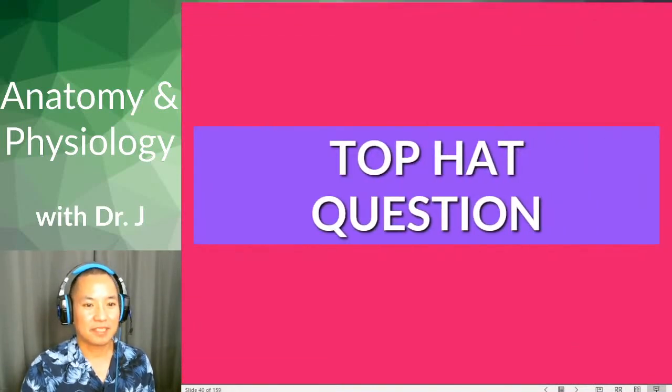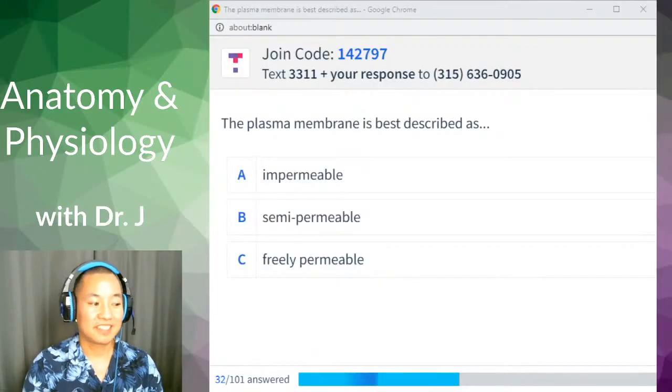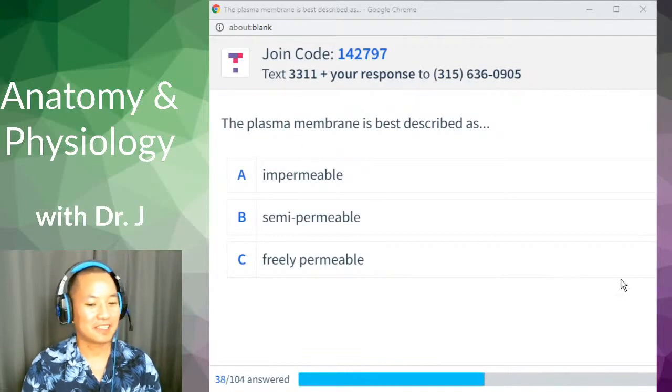And okay, please work this time, Top Hat. So based on everything we just covered, in your best estimation, what would you classify the plasma membrane as?